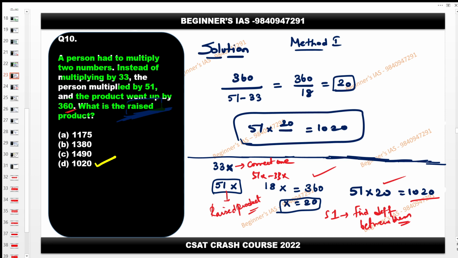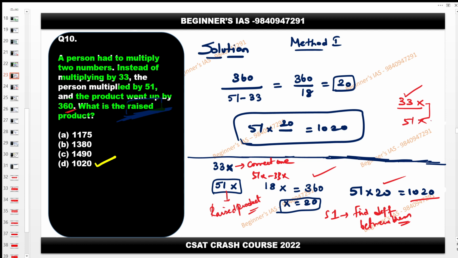Okay, fine. Listen carefully. Actually, you need to multiply two numbers. One number is 33, the other number is x. If you multiply this, you will get some value. But instead of 33, you have multiplied 51 with this x. Therefore, after this multiplication, the product went up to 380.